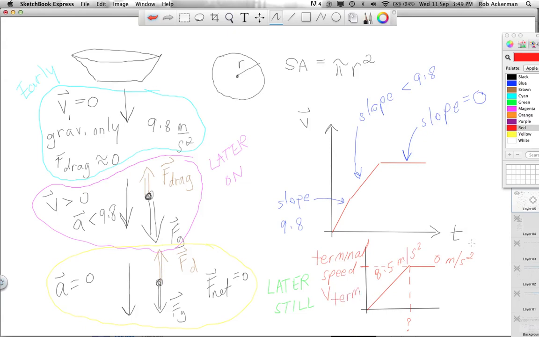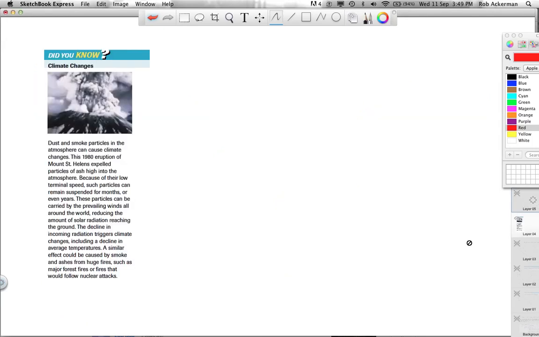And I'm going to leave you with an application of terminal speed, which I think you'll enjoy. So this is right out of the textbook. I forget exactly what page, but it's from Physics 12 by Nelson. It's talking about a volcanic eruption and the fact that volcanic eruptions release enormous amounts of dust up into the atmosphere. And dust particles, of course, are very, very light.